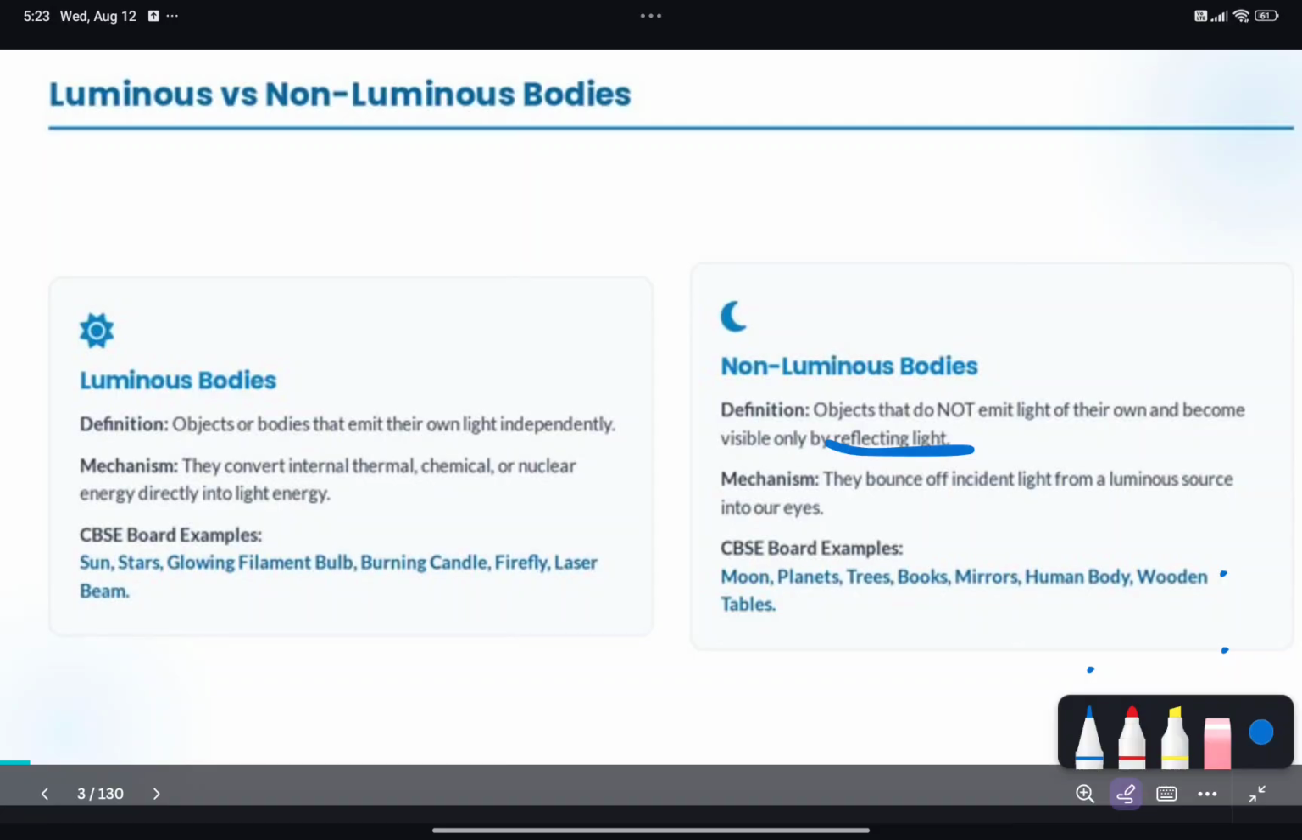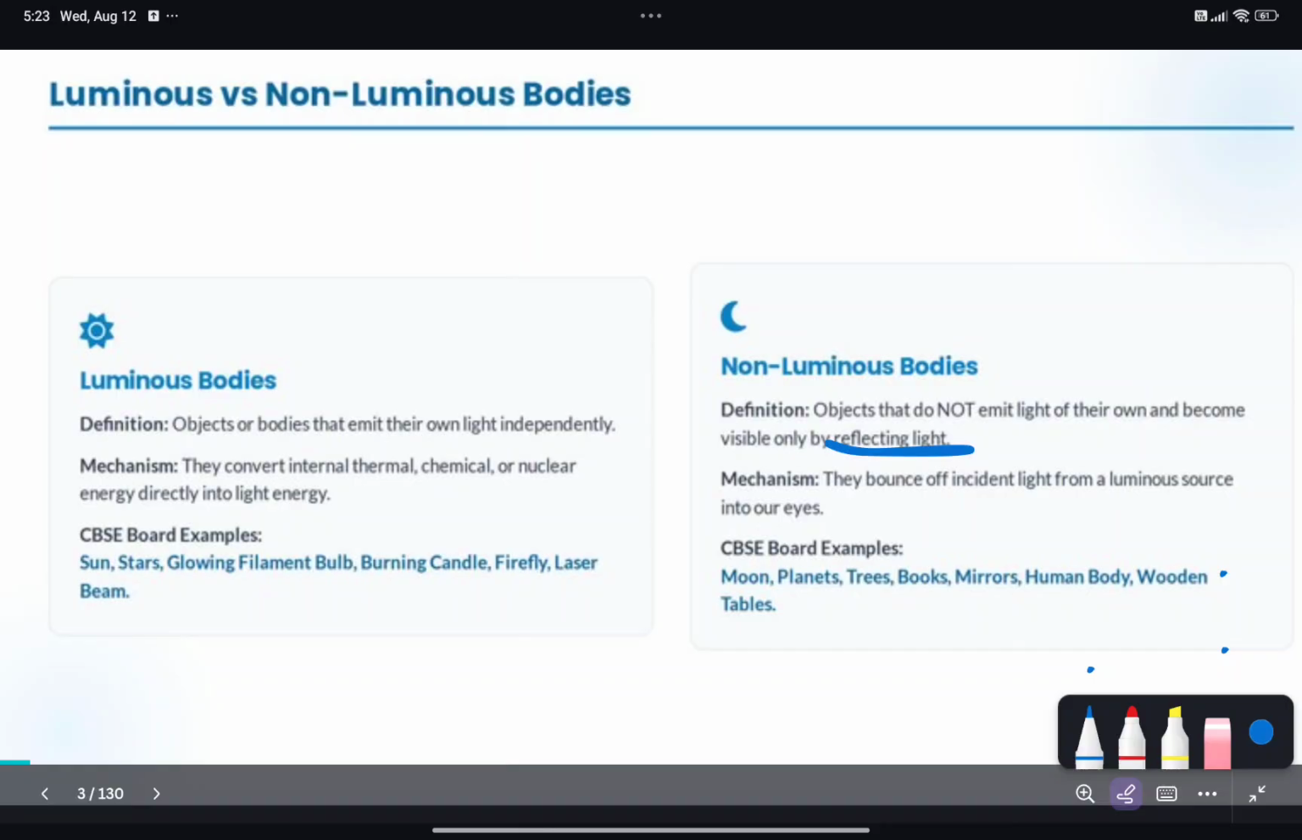Fundamental: luminous and non-luminous bodies. What is meant by luminous bodies? Objects or bodies that emit their own light independently. We simply call them luminous bodies. Examples of luminous bodies: sun, star, glowing filament bulb, burning candle, or laser beam.